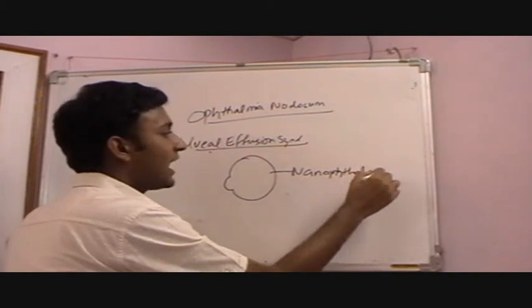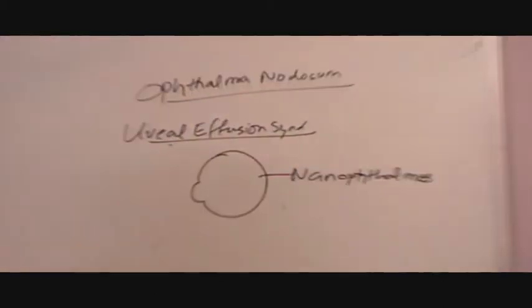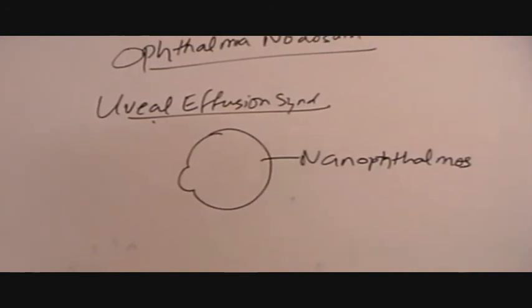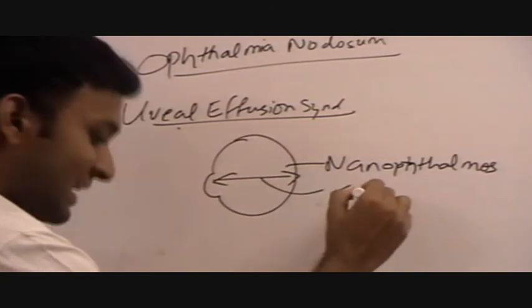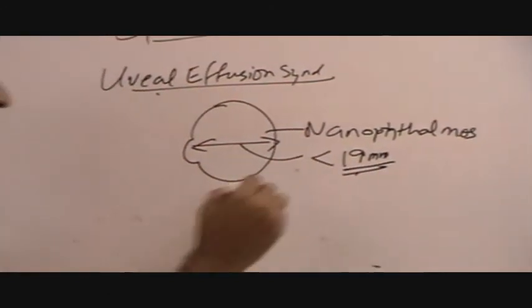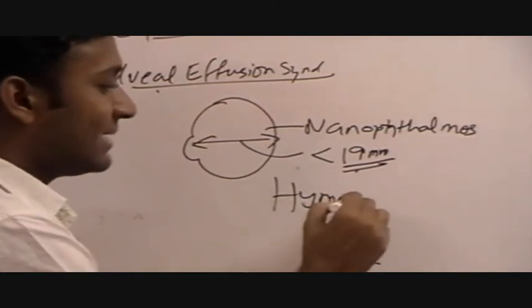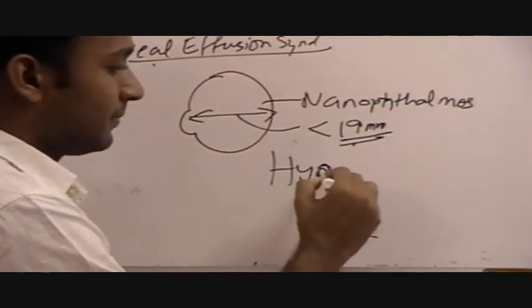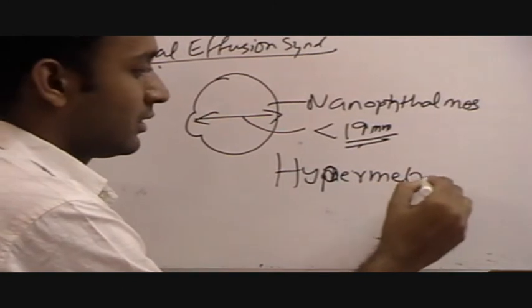Because of this small eye, do you expect hypermetropia or myopia? There is hypermetropia, not myopia, because the axial length is less than 19 mm. That is going to be hypermetropia because of the shortened eyeball. Okay.